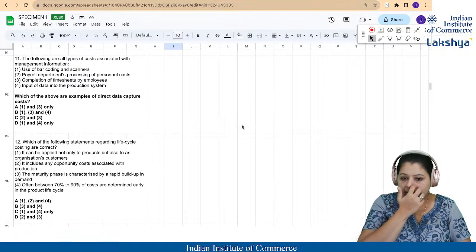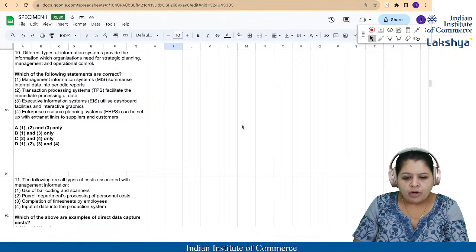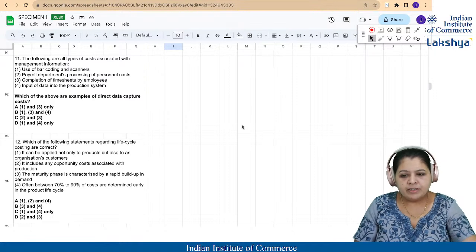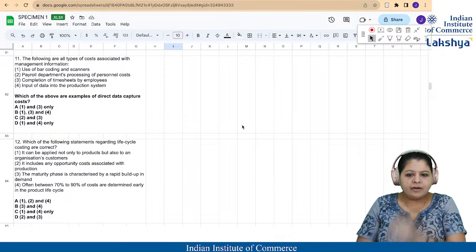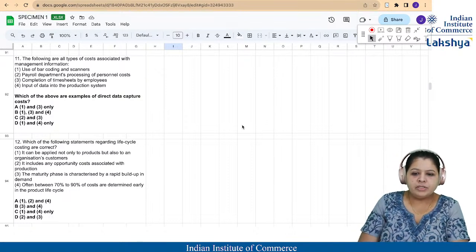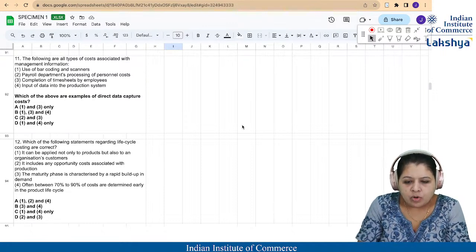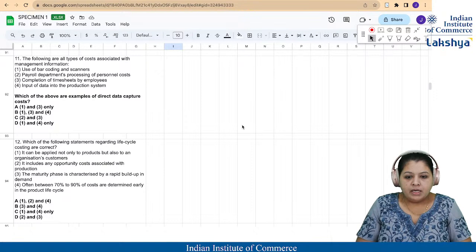The following are all types of cost associated with management information: use of barcoding and scanners, payroll department's processing of personnel cost, completion of timesheets by employees, and input of data into the production system, right?